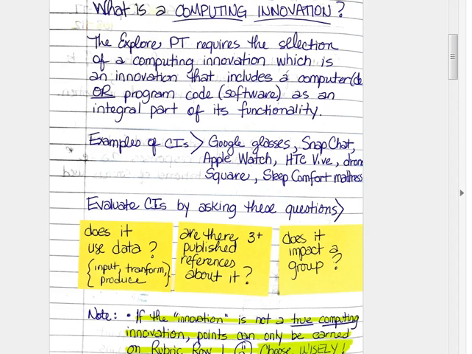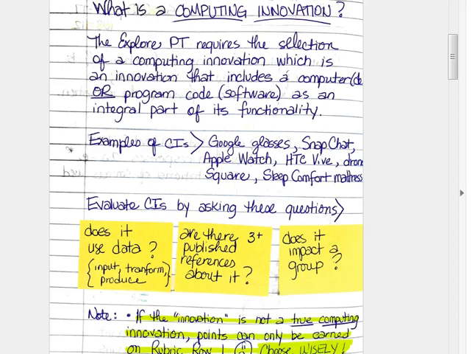Who uses Snapchat? The social media community who uses Snapchat. People who want to stay in communication with friends and family instantaneously. Who might use HTC Vive headsets? Well, gamers. So you've got to be able to identify a people group who are impacted by the innovation.